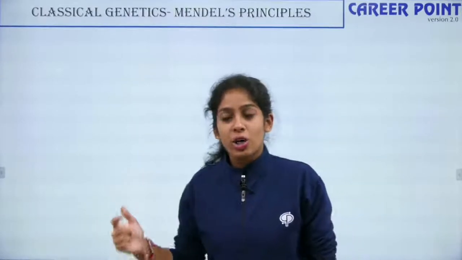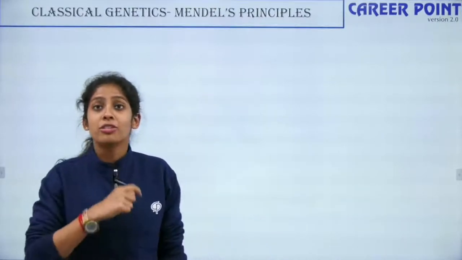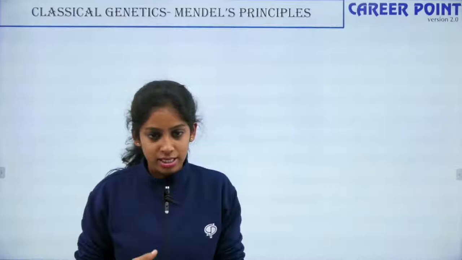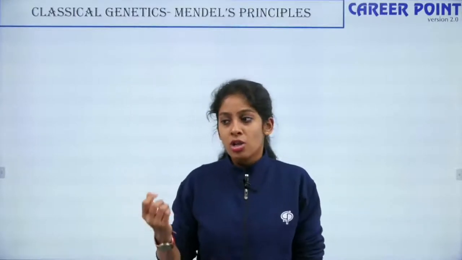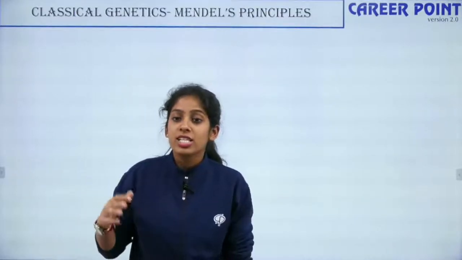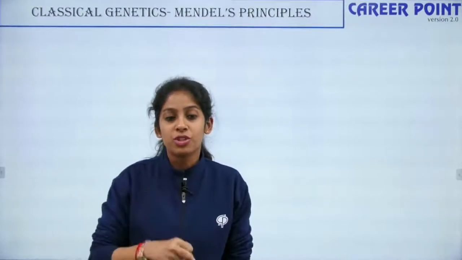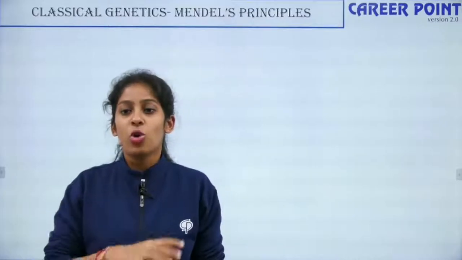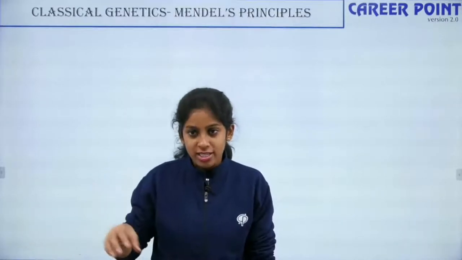Moving further, we have molecular genetics. Molecular genetics talks about the structure of your genetic material, that is the structure of DNA, how DNA came into being, and how your DNA replicates, transcribes and translates, all right? The third one is population genetics. It talks about how in a population, the gene frequency and the genome, everything varies. So these are the three categories of genetics.